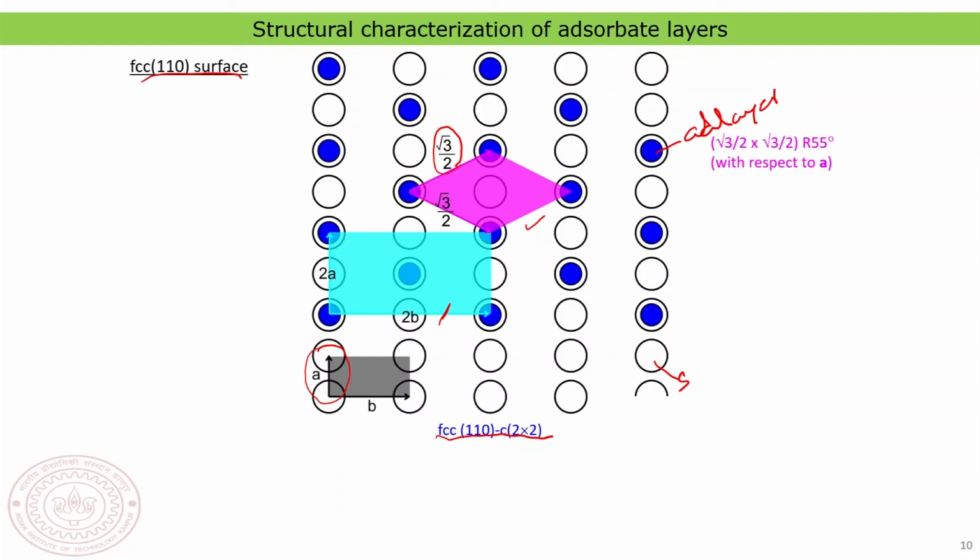Either you call it a root 3 by 2 by root 3 by 2 with respect to A, and in that case the angle of rotation is 55 degrees, or you can represent the same unit cell as root 3 by 2 root 3 by 2 with respect to B, therefore the angle is R 35 degrees. So that is the only difference. But the interesting thing about this Wood's notation is that depending on how you represent, you can have slightly different names for the different types of unit cells.